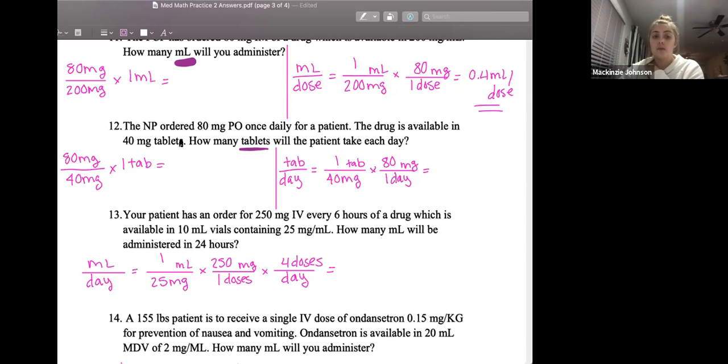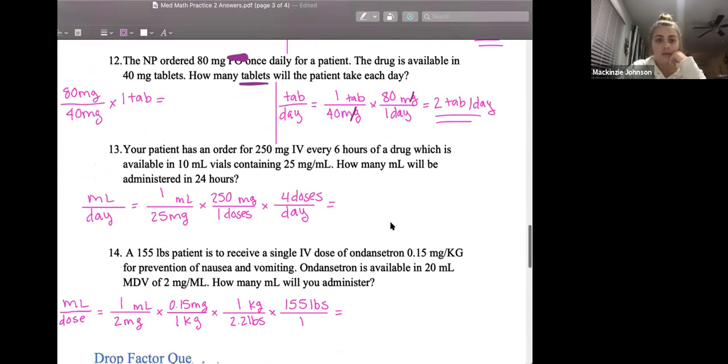So what is available is 40 milligram tablets. So we'll put 1 tablet is 40 milligrams because that's what they told us. And then we know that they ordered 80 milligrams. So the PO and all that literally does not matter. It's just the numbers. So we'll take our 40 and then we'll times it by 80 so that we can cross out our milligrams. And then we're left with tab over day, right? So it'll just be 2 tabs a day. Is that making sense to everyone, or am I not explaining that? Okay, cool.